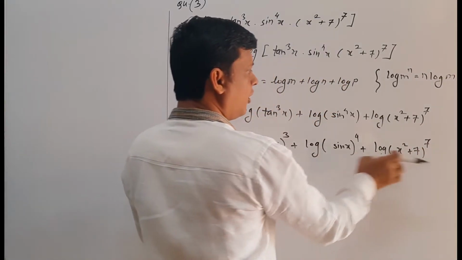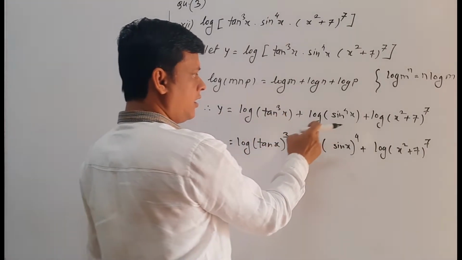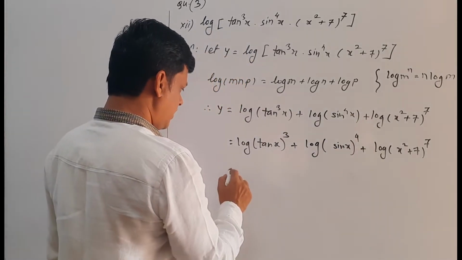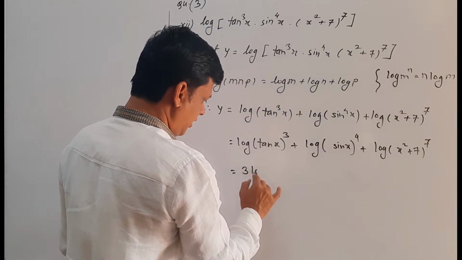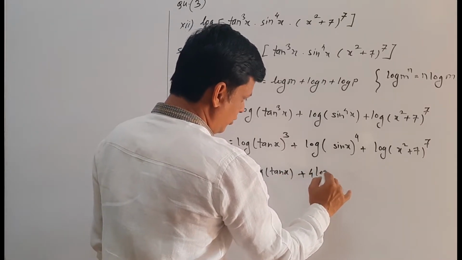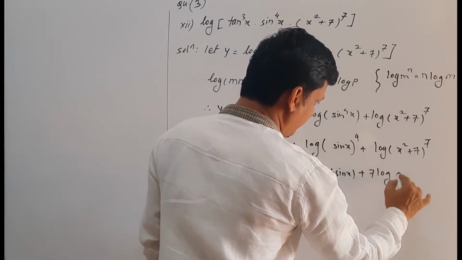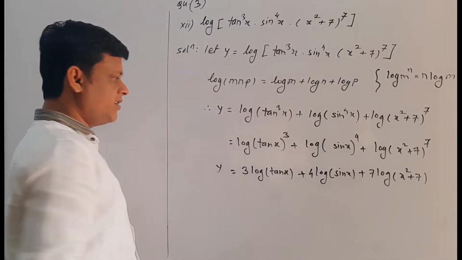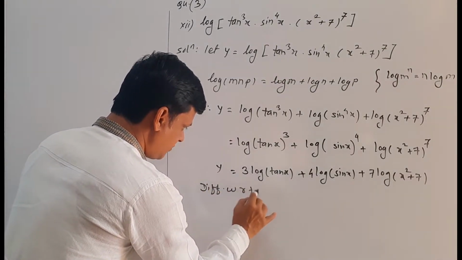So we apply it for each term after converting this 10³x as (10x)³, and log of sin⁴x as (sin x)⁴. So we write this using this property, writing the power in multiplication: that is 3 log of 10x plus 4 log of sin x plus 7 log of x² + 7. Now we have to differentiate this, so we write here: differentiate with respect to x.